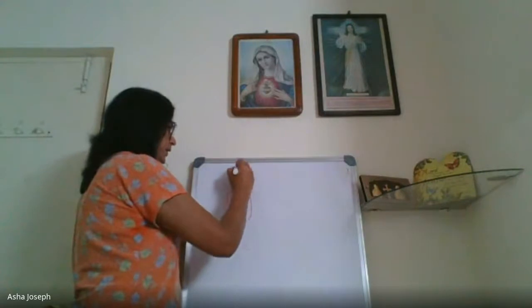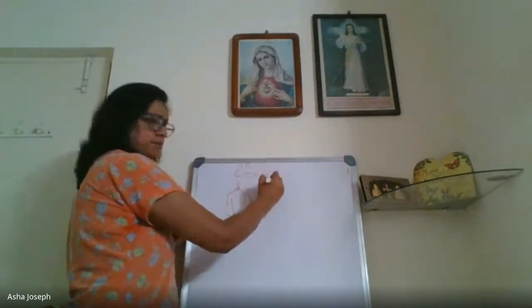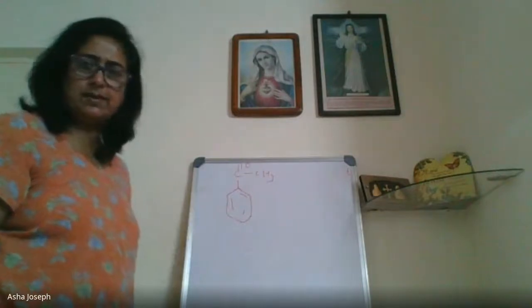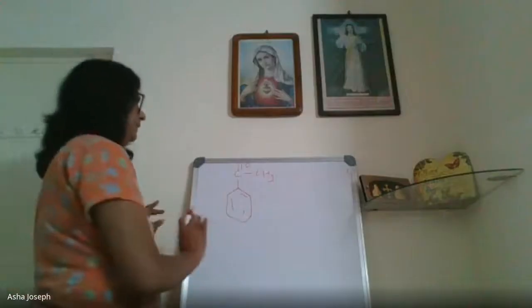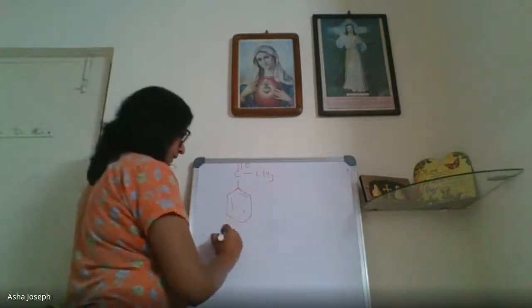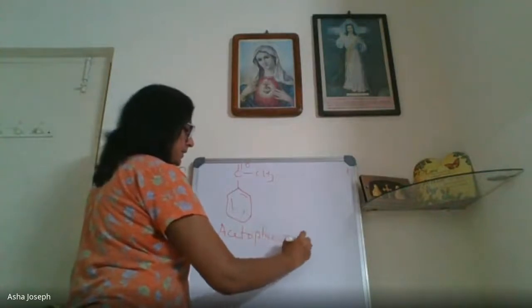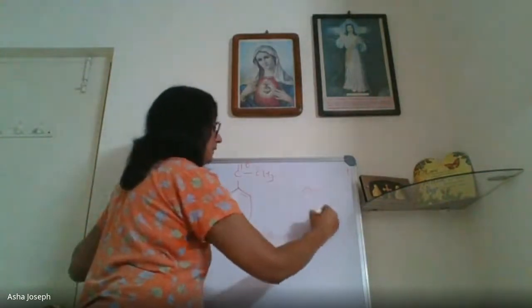This is a ketone. You agree? C double bond O, on both sides, two groups are there. This is a ketone? Yes, ma'am. Isn't it? And you are saying the common name, acetophenone.